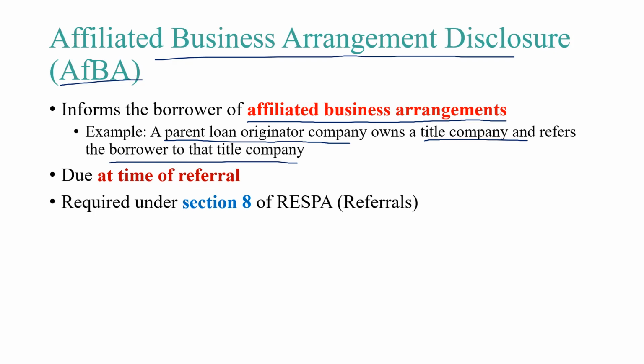The Affiliated Business Arrangement Disclosure notes that that parent loan originator company would have to inform the borrower that they have interest in the title company, and they would have to provide them with a disclosure that provides information on the affiliated business arrangement. The Affiliated Business Arrangement Disclosure is due at the time of referral and is required under Section 8 of RESPA.